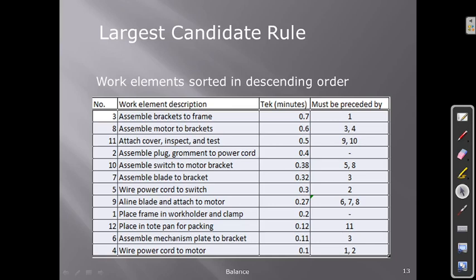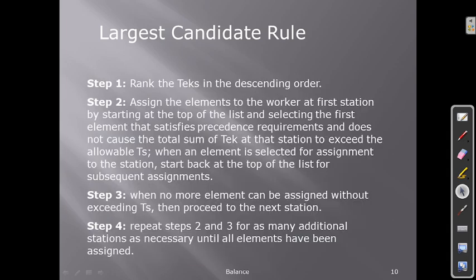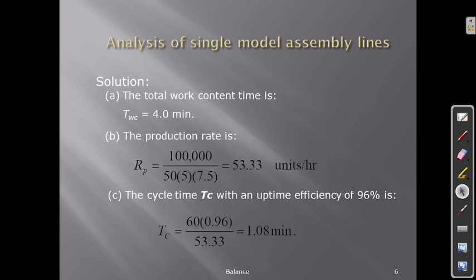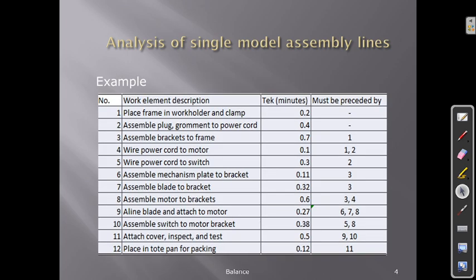Good day to all. In the previous video, we saw up to the largest candidate rule. The first step is to make a descending order with respect to the TEK minutes. The given problem is like this. See here, this is the given problem.